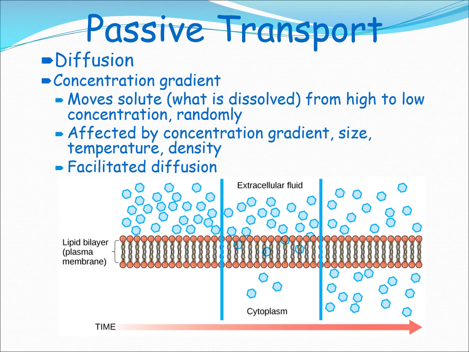Facilitated diffusion works the same way, but is facilitated or helped by proteins in the membrane. Notice in the diagram that when there is a greater concentration on one side, as is the case to the far left, the molecules will move across the membrane until the number of molecules is equal on both sides of the membrane, as is to the far right.